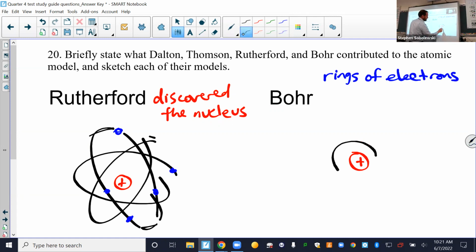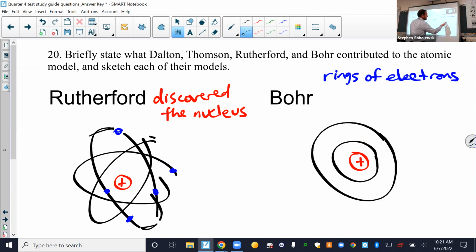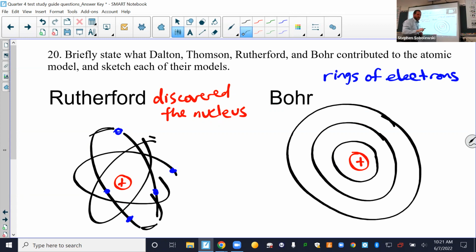Of electrons. Concentric circles. Concentric meaning same center, concentric circles. So he believed the electrons, and this was his work with light, looking through atomic spectra. He realized that electrons exist not on these orbits, kind of like Rutherford said, but on these discrete, separate, he called them energy levels or shells, and that electrons could jump up and down between them.